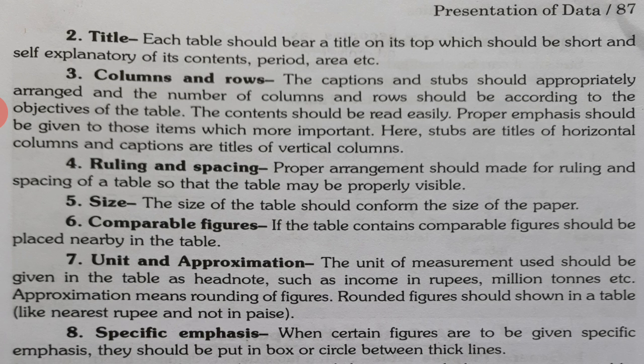There might be point number 8. There might be certain figures which are to be given specific emphasis. So they should be put in a box or circles or thick lines, or should be written using colors. The source from where the data are collected should be written as a footnote. If it needs to be totaled, then horizontal and vertical column totals should be written separately. So these are the rules of tabulation, or how to construct a statistical table.